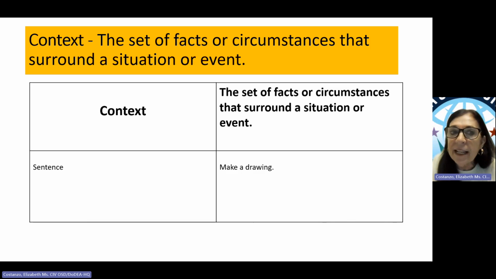So in order to gain a better understanding of context and to make sure that you have this stuck in your mind forever, we're going to put this in our notebooks. Please draw a box like we've done before when we're learning vocabulary. Right now, all I want you to do is fill in the word and the definition. So make the 4 boxes, but just put in the word, which is context, and then the definition, the set of facts or circumstances that surround a situation or event.